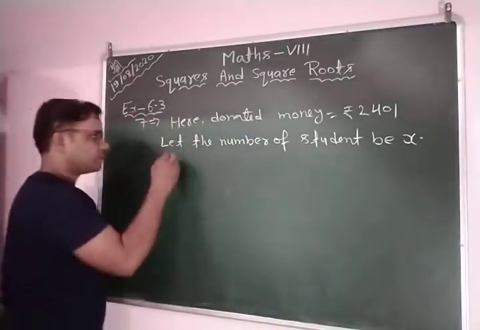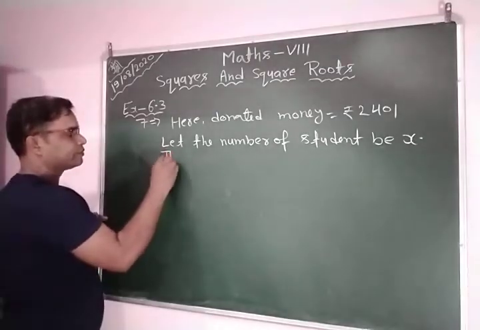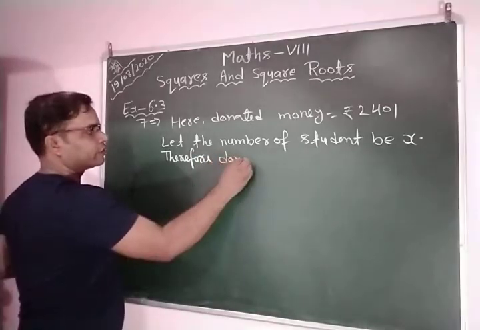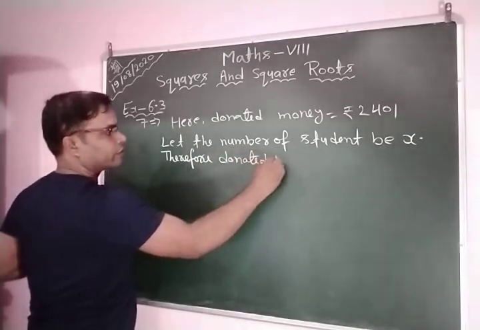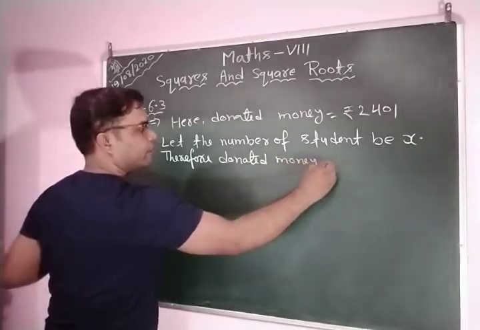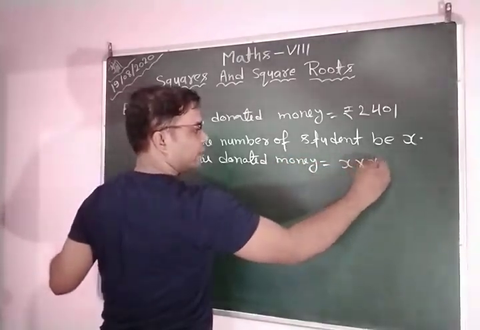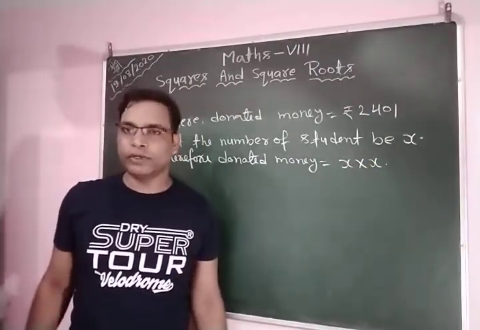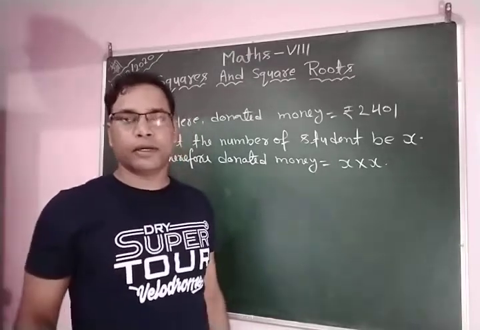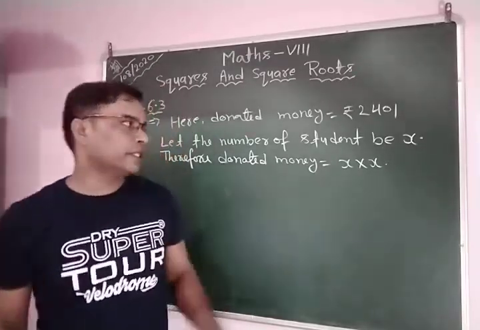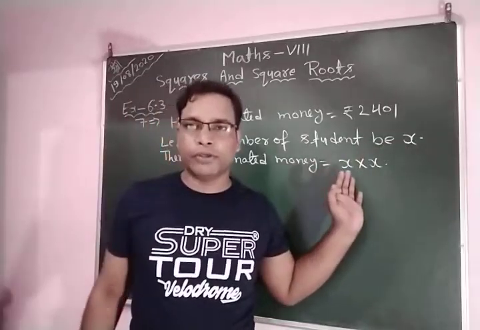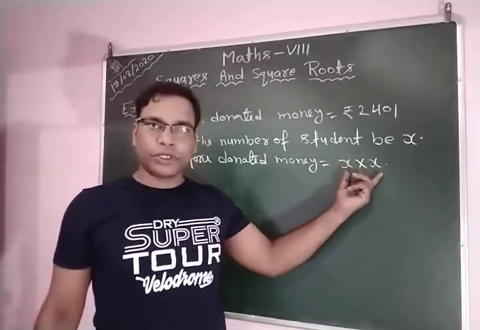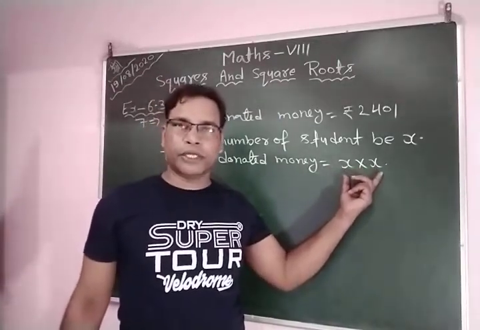So at the next step you can write, therefore, donated money is equal to x into x. This is the money donated by each student. As many students, that many rupees they will donate. So we suppose x students, so the money donated by each student is x into x. But according to the question, this is our total amount donated by x students.